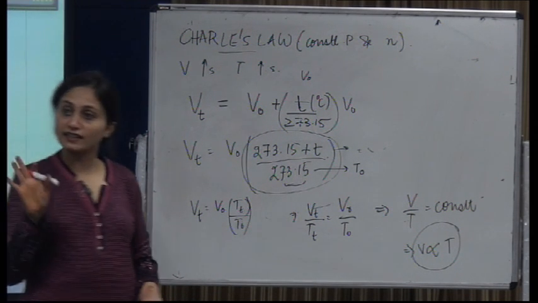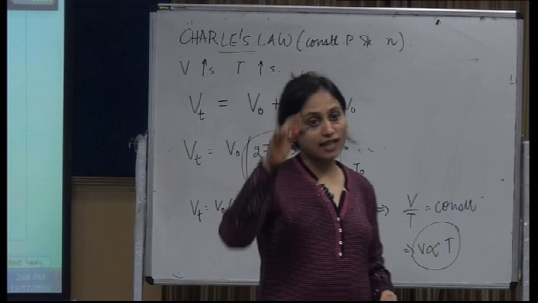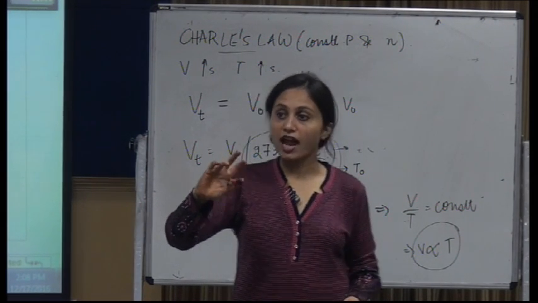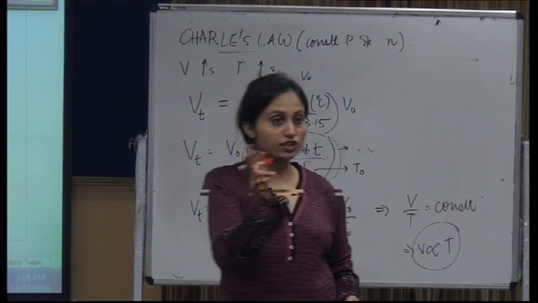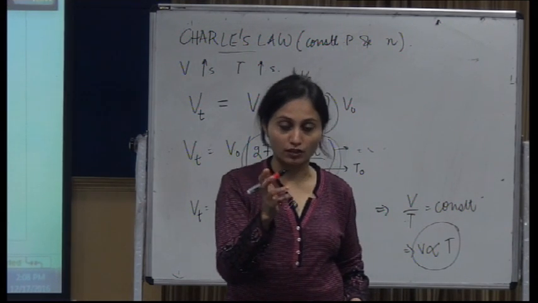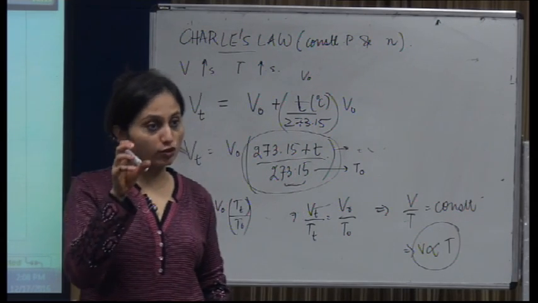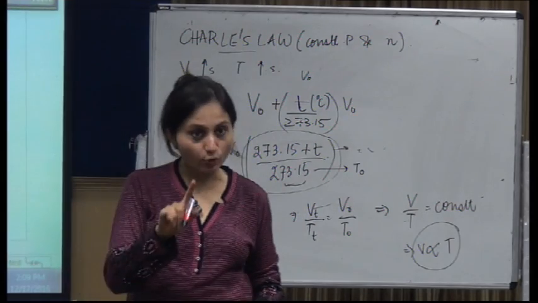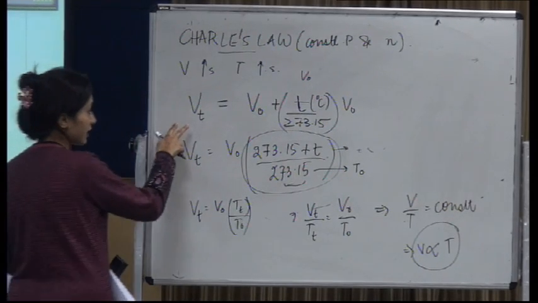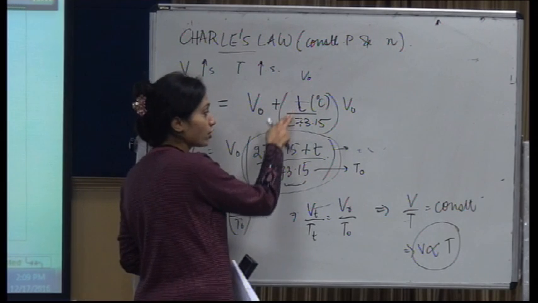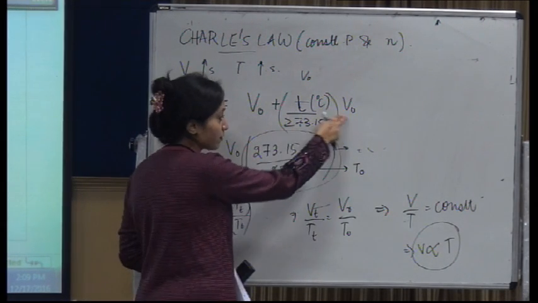I repeat the entire story again. Charles had done the experiment by maintaining the pressure as constant. And what did he do? He used the two variables, volume and temperature. On increase of temperature, he found that the volume also increases linearly according to the relationship. What was that relationship? Vt, the new volume, is equal to V naught plus T upon 273.15 times V naught.